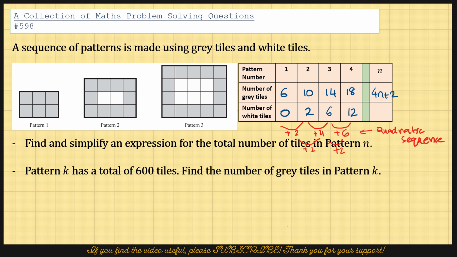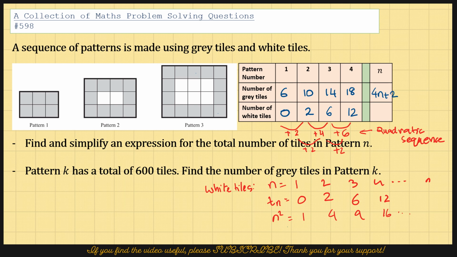For the white tiles, it's a quadratic sequence, and the next level has a common difference of 2. So the coefficient of n square is going to be half of 2, which is 1. That is a hint. So we write down n equals 1, 2, 3, 4, and the terms are 0, 2, 6, 12.